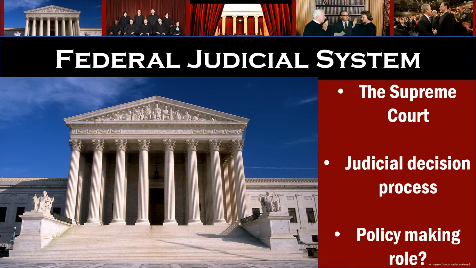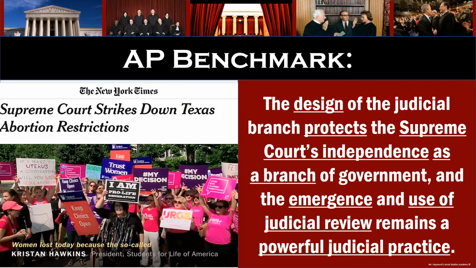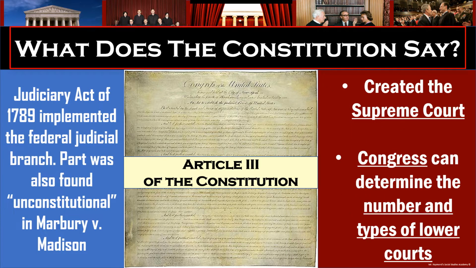So this is an overview of the Judicial Branch, mostly focused on the U.S. Supreme Court and their interactions with the other branches, as well as the impact on governmental policy. Which brings us to our first benchmark, where you will need to explain how the Constitution designed the Supreme Court to be independent, and how the use of judicial review has been a powerful tool of the court for most of its history. So what does the Constitution's Article 3 say about the judicial branch?